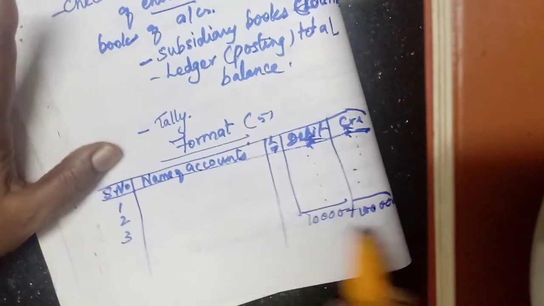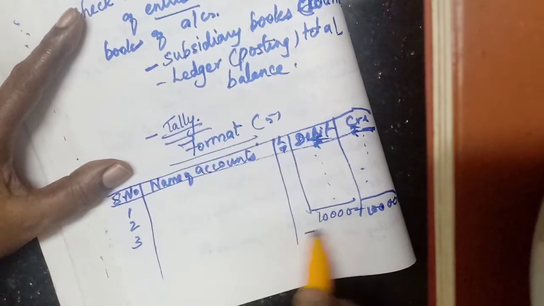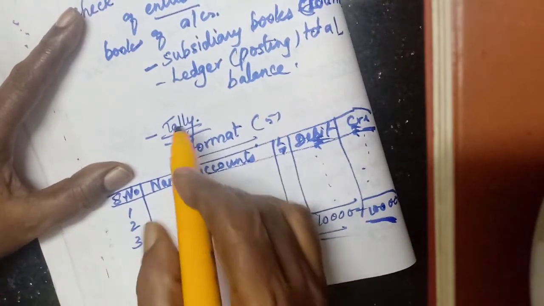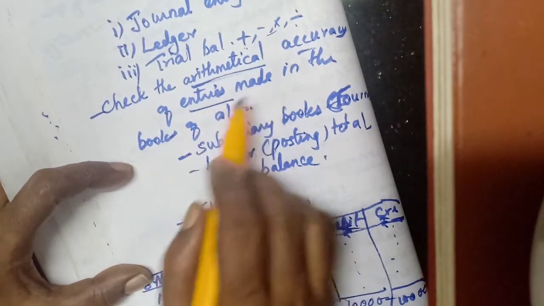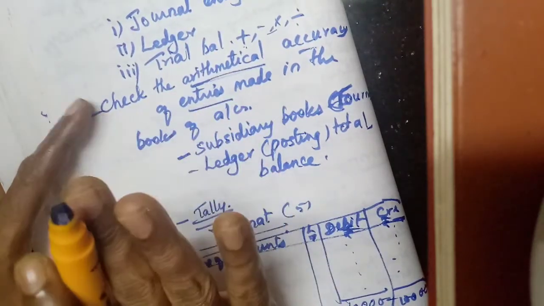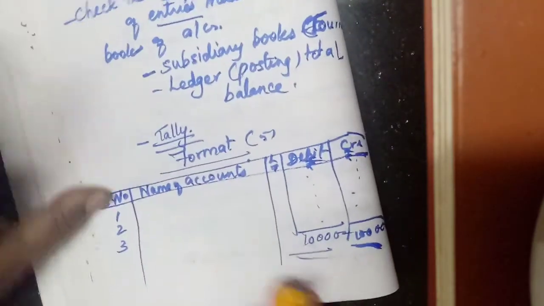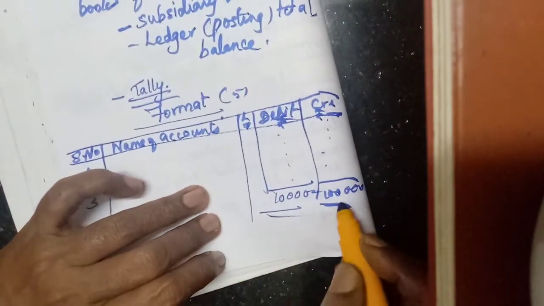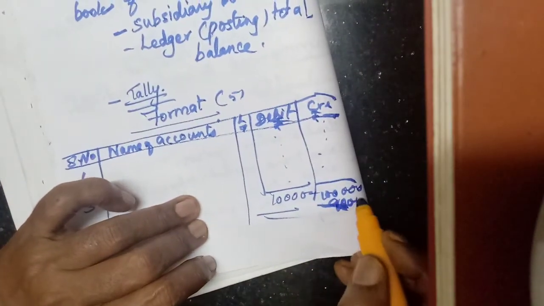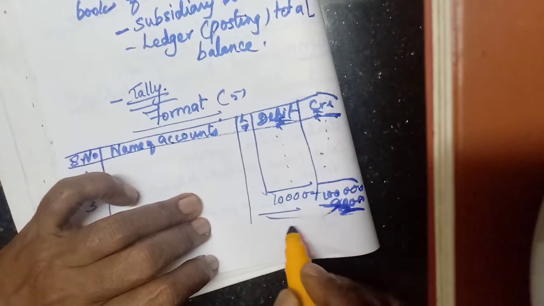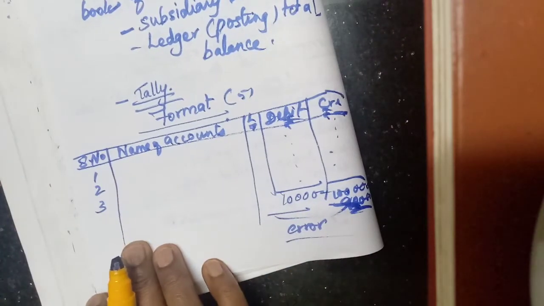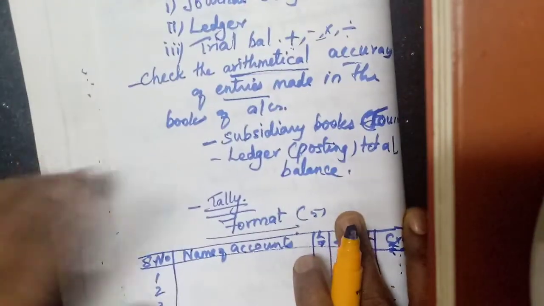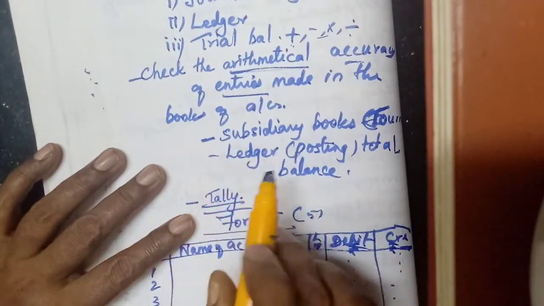Then we can conclude, okay, if it is tallying, here 1 lakh, here 1 lakh, the arithmetical accuracy of the entries made in the books of accounts is correct. For example, here 1 lakh is coming, here 90,000 is coming. Then we can conclude there is an error. Some mistake has been made somewhere in the entries made in the books of accounts.